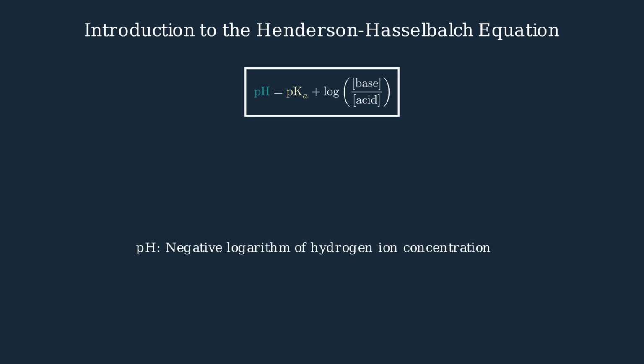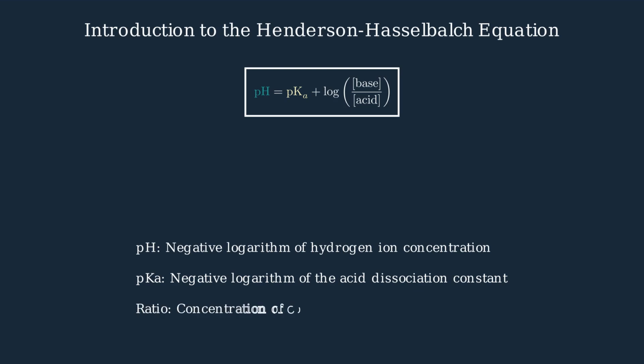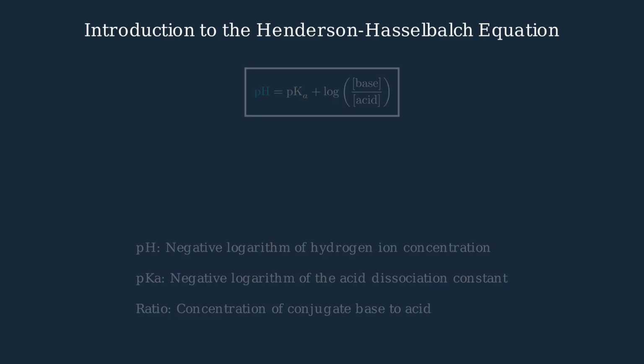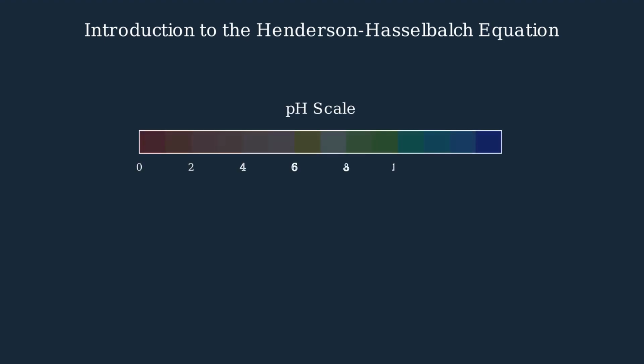First, pH represents the negative logarithm of hydrogen ion concentration, measuring how acidic or basic a solution is. pKa is the negative logarithm of the acid dissociation constant, which indicates how completely an acid dissociates in water. The logarithmic ratio represents the relative concentrations of the conjugate base to acid in the solution. To understand what pH values mean, let's look at the pH scale, which ranges from 0 to 14. Acidic solutions fall below 7, while basic solutions are above 7.